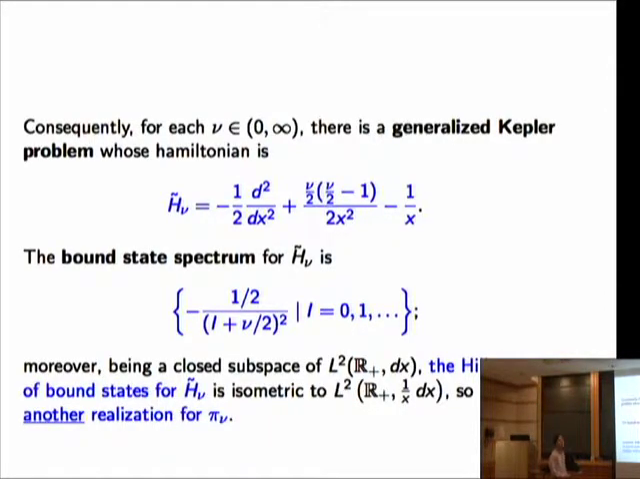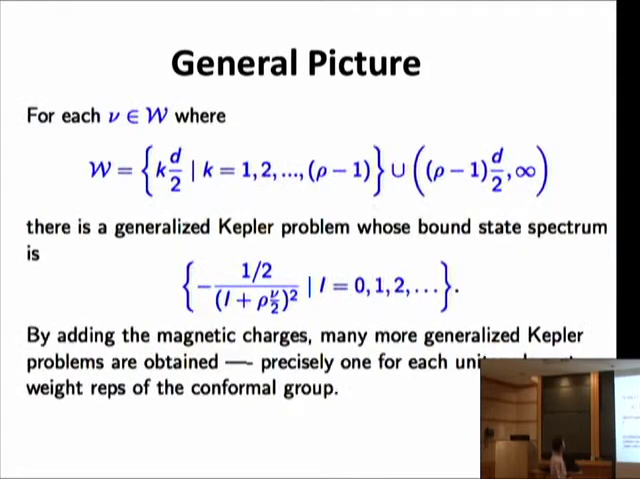Then what about the general picture? Okay, so here's the general picture. For each nu in the W, this W stands for Wallach, because Wallach first discovered this kind of set from the representation theory point of view. So this W, first of all, there's a discrete part. They start from d over 2, then twice d over 2, and then 3 times d over 2, up to (rho minus 1) times d over 2. Then after that, there's a continuous part.